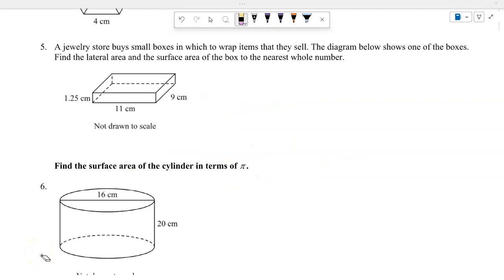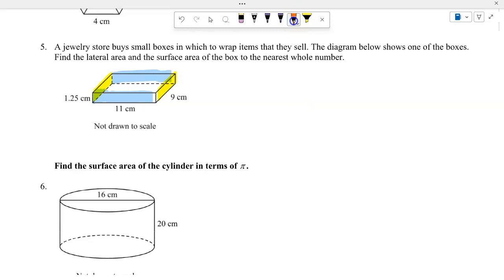A jewelry store buys small boxes in which to wrap the items they sell. The diagram below shows one of the boxes. Find the lateral and the surface area of the box to the nearest whole number. So to find the lateral area, it's going to be these sides, the front and the back, and then the left and right side.